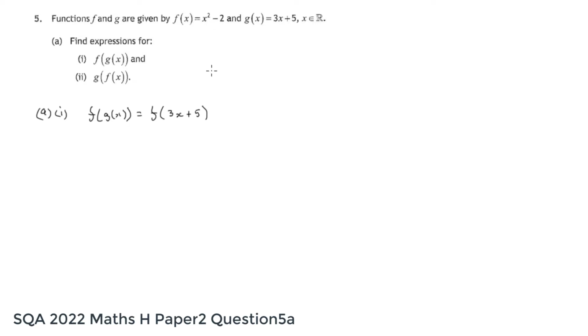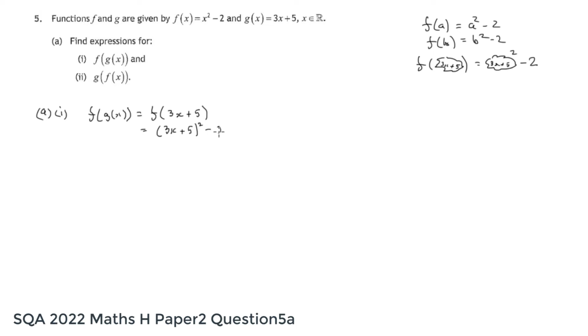Now, what does the function f do? When x goes in, it squares it and takes away 2. So, for instance, if a goes in, it'll square it and take away 2. If b goes in, it'll square it and take away 2. If squiggle goes in, it'll square squiggle and take away 2. Now, in this case, we're putting 3x plus 5 in. So it'll square 3x plus 5 and take away 2. So that's our next move: 3x plus 5 squared, take away 2.